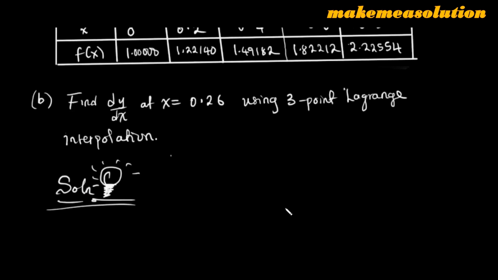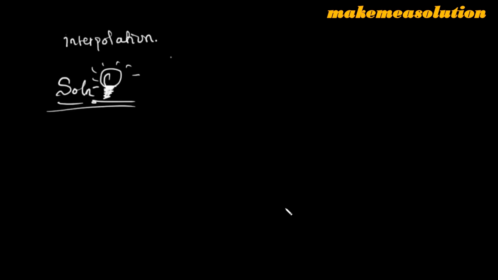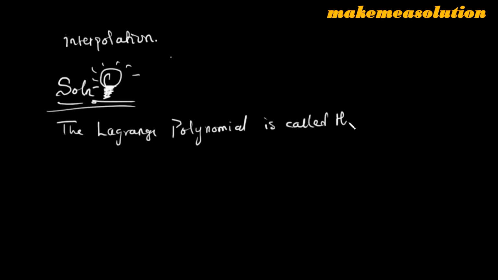Now, Lagrange interpolation does not just stop at interpolating values, it also helps us to carry out what we call numerical differentiation. So let me give you the background of the Lagrange polynomial. The Lagrange polynomial is called the n plus 1 point formula.